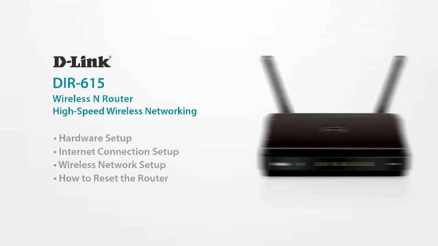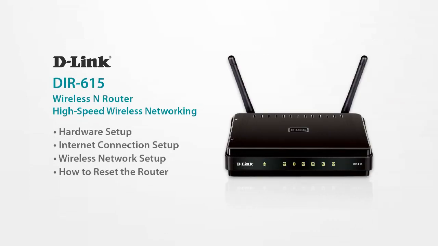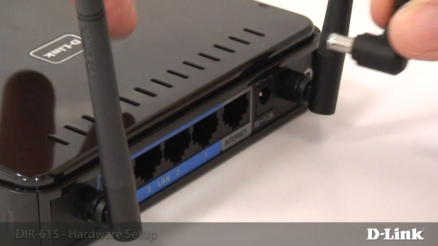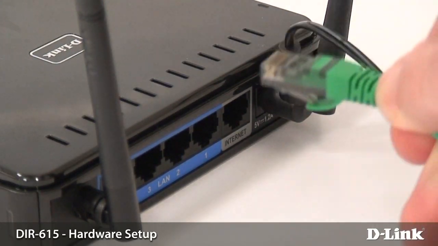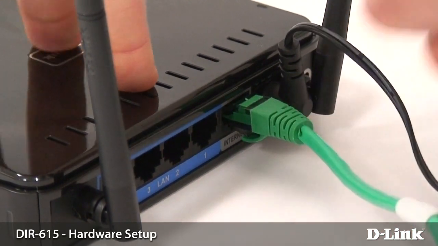The D-Link DIR-615 makes it easy to create a high-performance wireless network. Notice that your router may look a bit different depending on when and where you bought it. To set it up, just plug it in and connect the cable from your cable modem or DSL router to the port marked Internet.